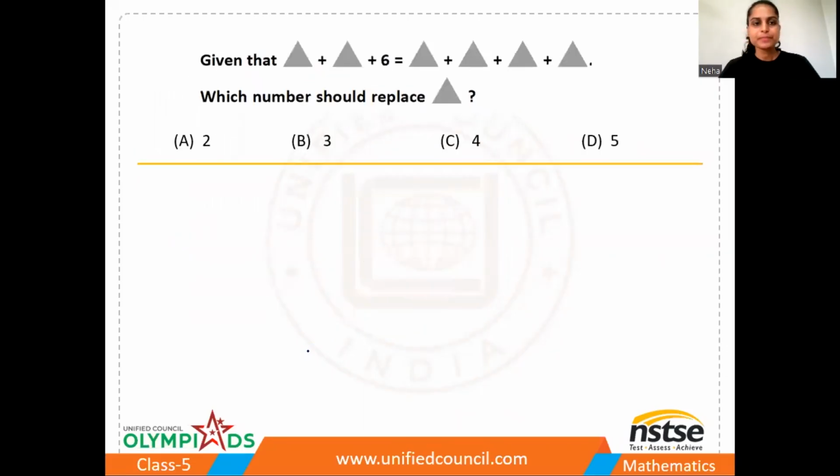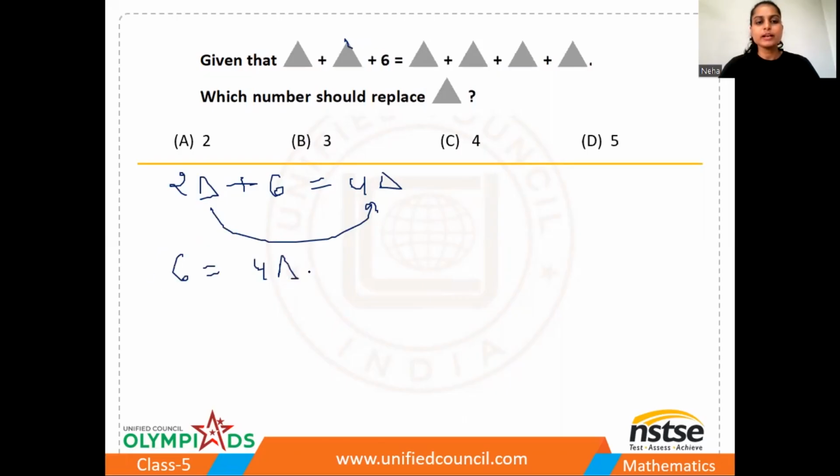So here is the next question. Given that two triangles are there. One triangle plus one triangle plus 6 is equal to 1, 2, 3, 4 triangles. So according to the given diagram, 2 triangles plus 6 is equal to 4 triangles. Just move this to the RHS and it becomes 6 is equal to 4 triangles minus 2 triangles. 4 minus 2 is 2. So one triangle is 6 by 2, which is equal to 3.